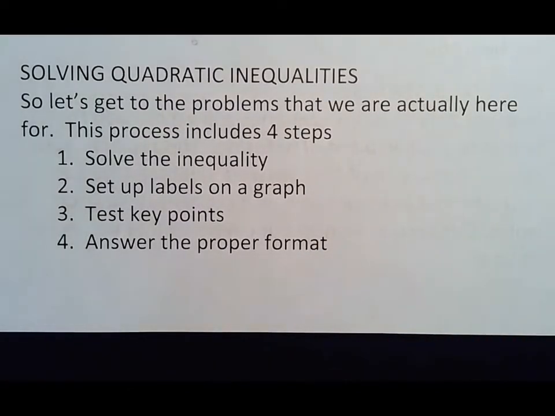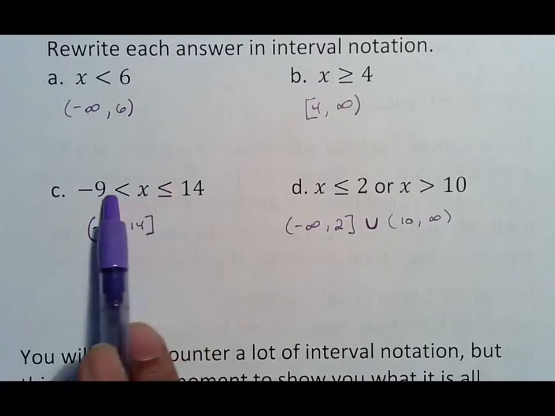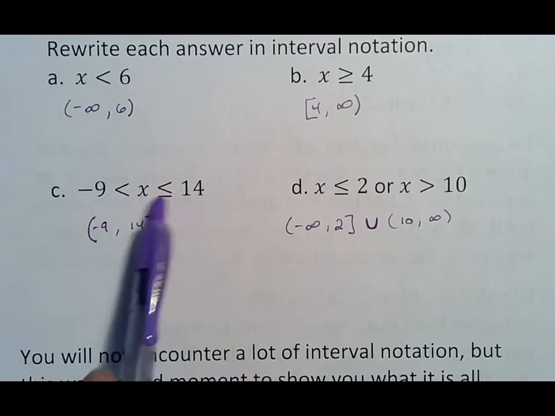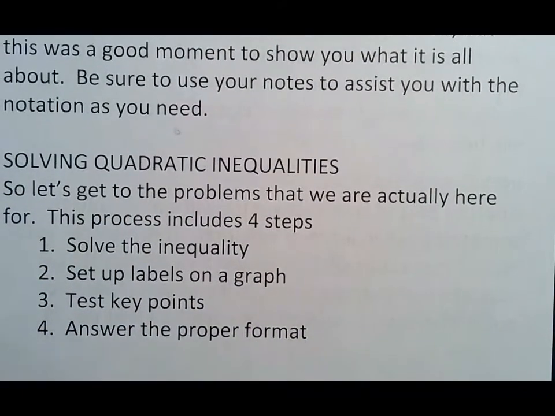Alright, so let's go ahead and get to the problems that we're actually here for. It actually includes 4 steps that I can break it down to. First off, you want to solve the inequality as if it was an equality. Secondly, set up labels on a graph, that way you can visually see what you need. Then you're going to test some key points to see what's true and false, and then you're going to answer in the proper format. That might be interval notation, it might be the notation we've used before, or it might even be a graph.